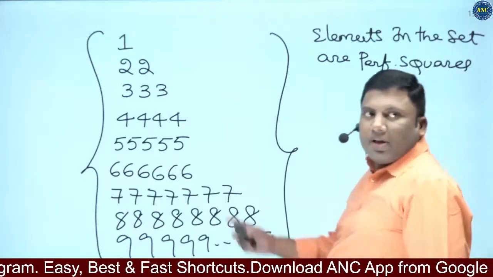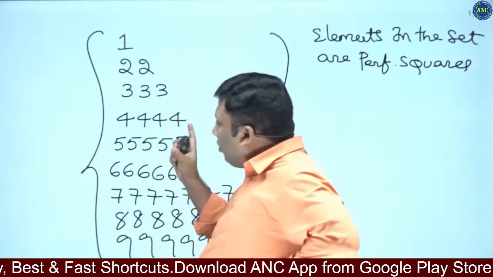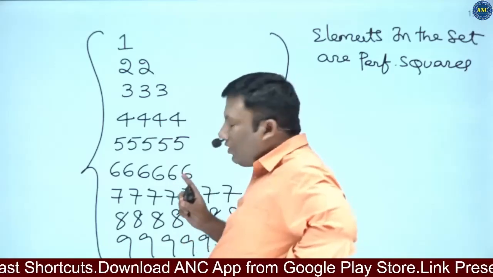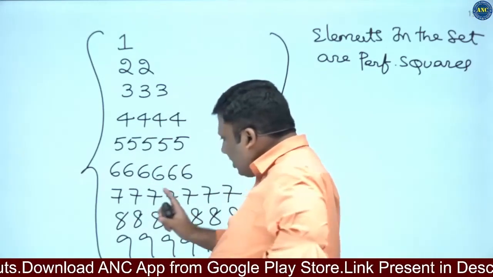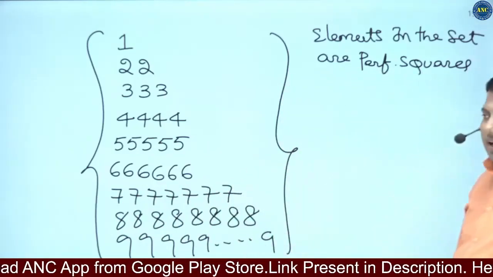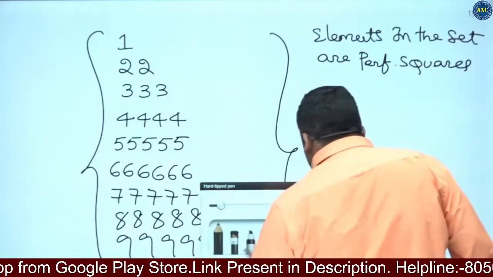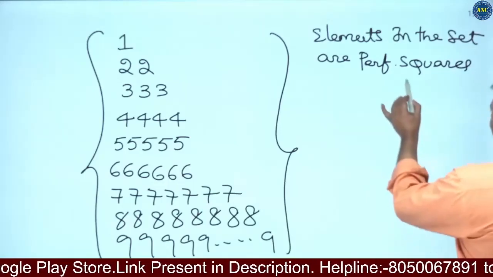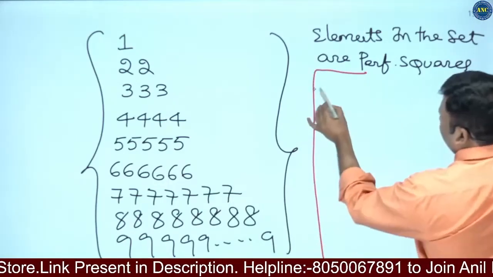This is the question. 1 is written once, 2 is written twice, 3 is written thrice, 4 is written 4 times, 5 is written 5 times, 6 is written 6 times, 7 is written 7 times, 8 is written 8 times, 9 is written 9 times. Each and every digit is written that many number of times. Which elements in the set are perfect squares? Very, very good question. Now once we understand all the properties, one by one we will do.